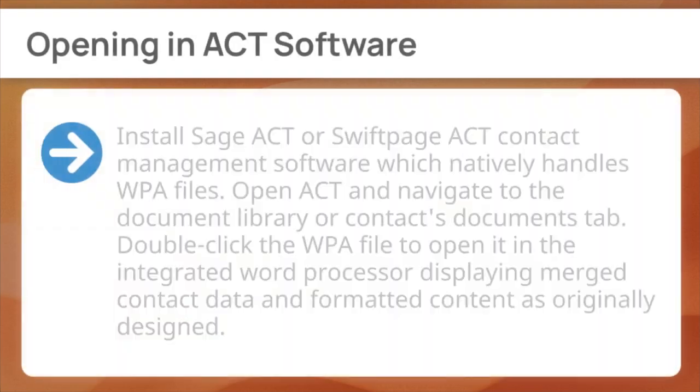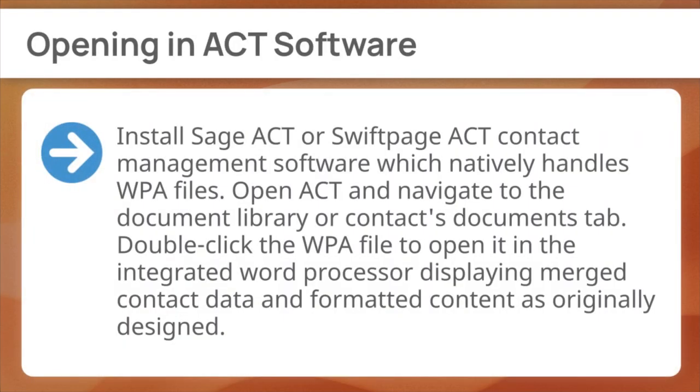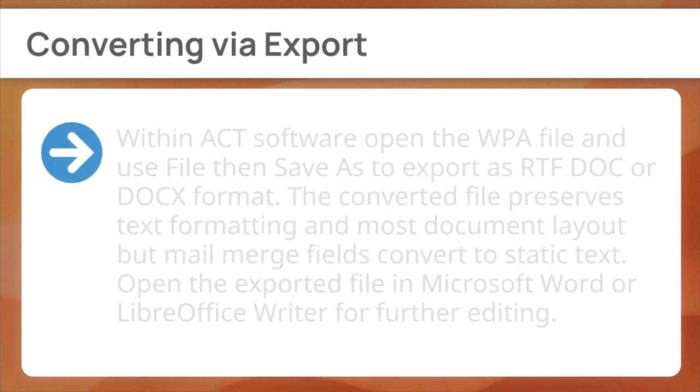First, opening in ACT software. Install Sage ACT or Swiftpage ACT, contact management software, which natively handles WPA files. Open ACT and navigate to the Document Library or Contacts Documents tab. Double-click the WPA file to open it in the integrated word processor, displaying merged contact data and formatted content as originally designed.